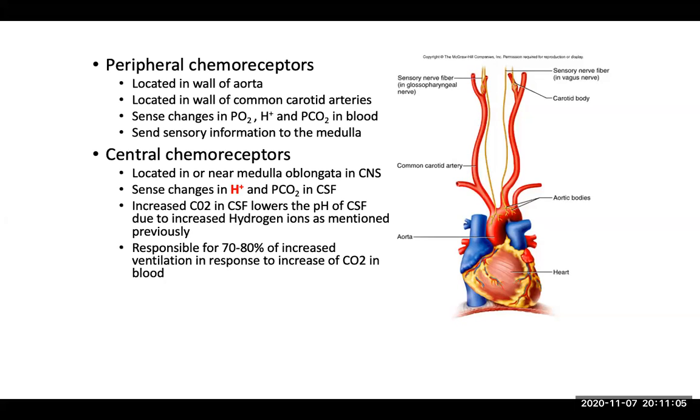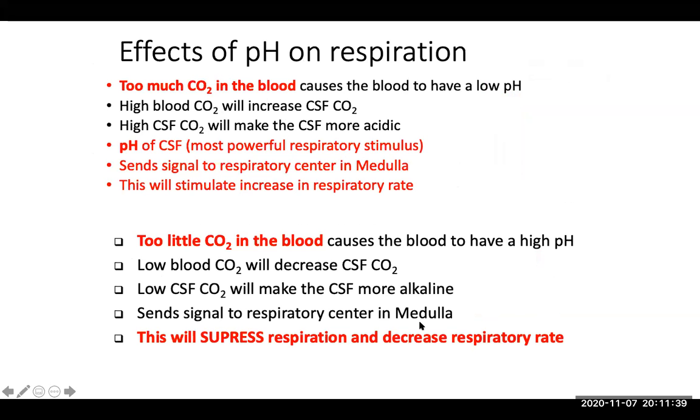They'll send sensory information to the medulla to see if the pH of the blood is too high or too low. The central chemoreceptors are located in or near your medulla oblongata. They will sense changes in hydrogen ions, which will lead us to understand the acidity levels of the blood. Increased CO2 levels in the cerebral spinal fluid will lower the pH due to increased hydrogen ions, as mentioned previously. And this is responsible for 70 to 80% of increased ventilation in response to increase of CO2 in the blood.